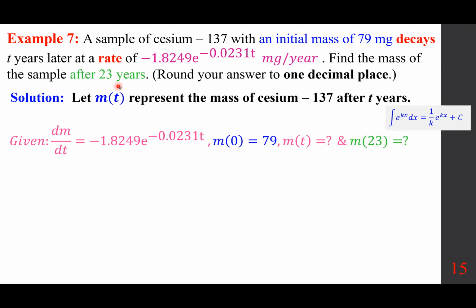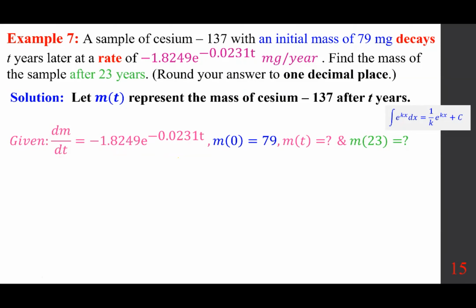So again, we call the function m of t. So this one is dm dt. Initial mass m of 0, 79. We go through this process and we are going to find m of t, and then we plug in 23 to find m of 23. This is the process. And to find m of t, we have to integrate this. We're going to multiply by dt, this one. So we are going to integrate. So let me write this at top of it.